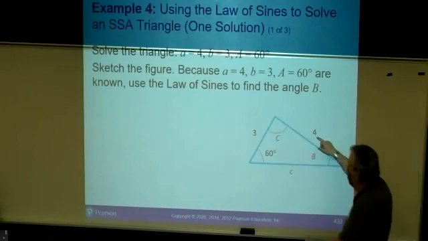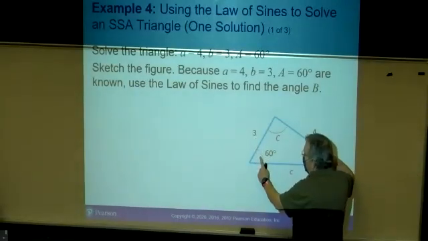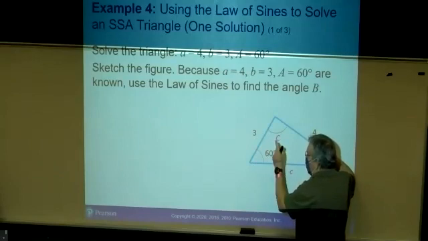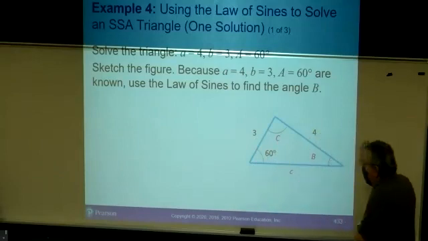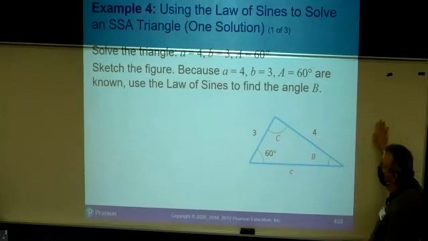Well, this side is longer than this side, and so it will form exactly one triangle. And so then we just use the law of sines to find the missing pieces, and the fact that all three angles have a better name.